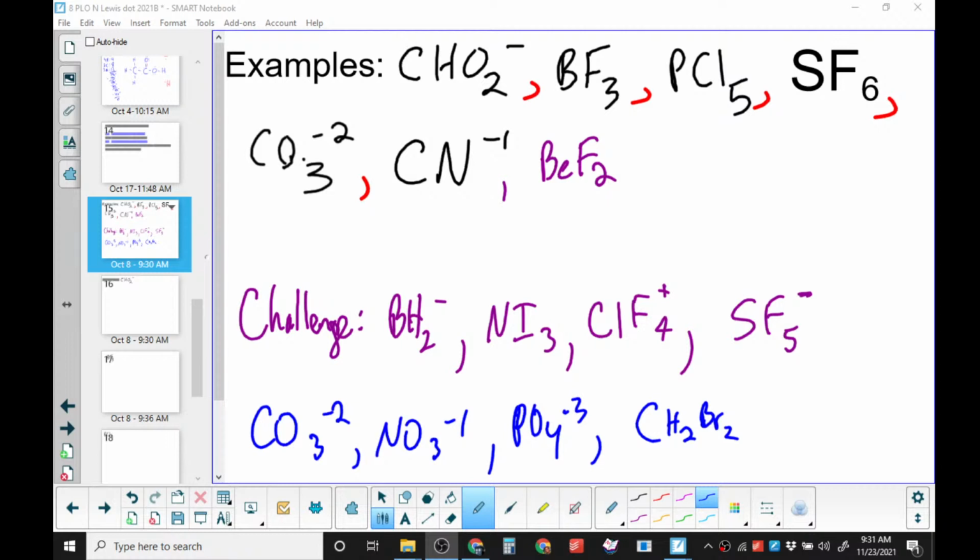If this said +2, what would you write on this side? -2 electrons. So you're using this to account for the electrons because of the charge. That's why we're setting it up that way. Now add that up.